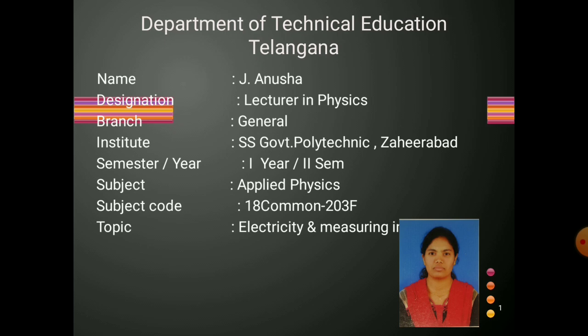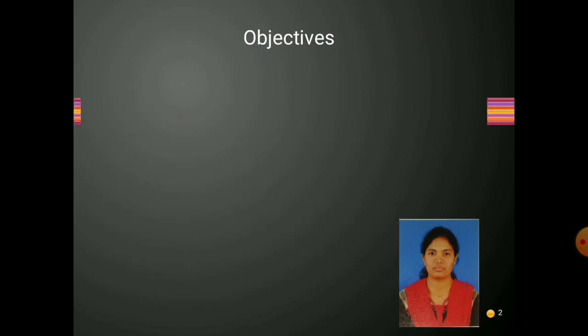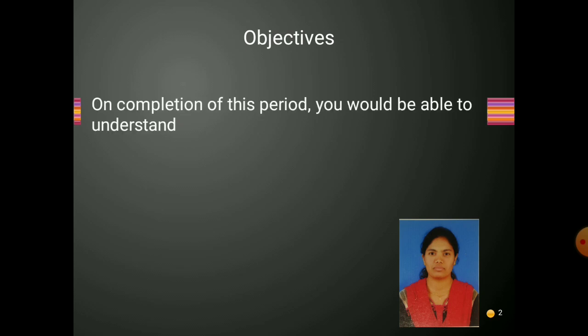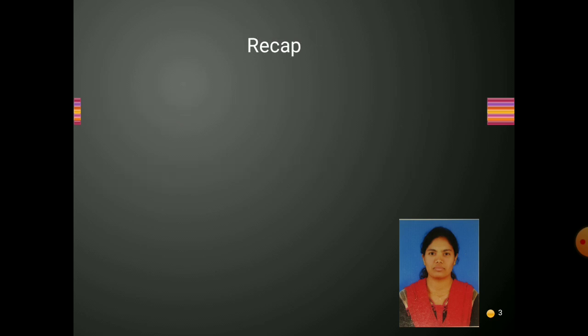From our syllabus, the main topic we are dealing with is electricity and measuring instruments, which is the 5th chapter in our syllabus. For today's class, from this chapter, we are going to discuss moving coil galvanometer. To understand this topic, we are using a PowerPoint presentation. We can see photographs also if they are needed. The main objective of today's class is, on completion of this period, you would be able to understand the construction and working of moving coil galvanometer.